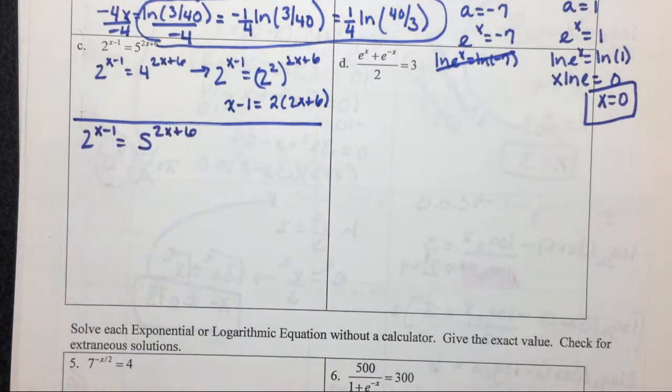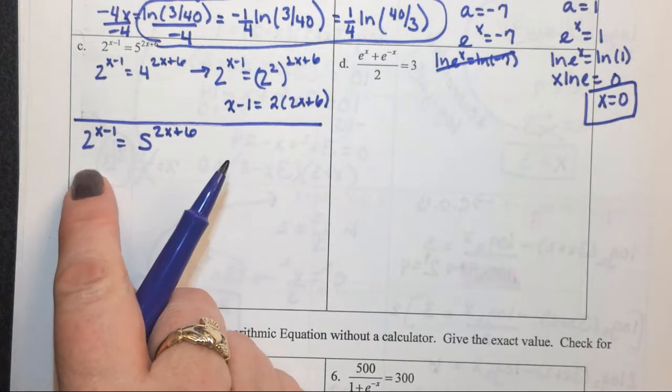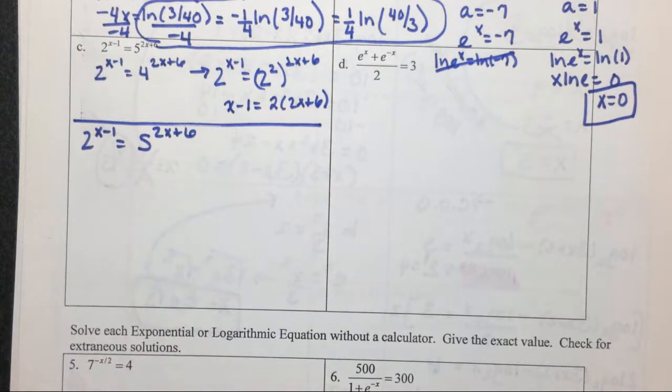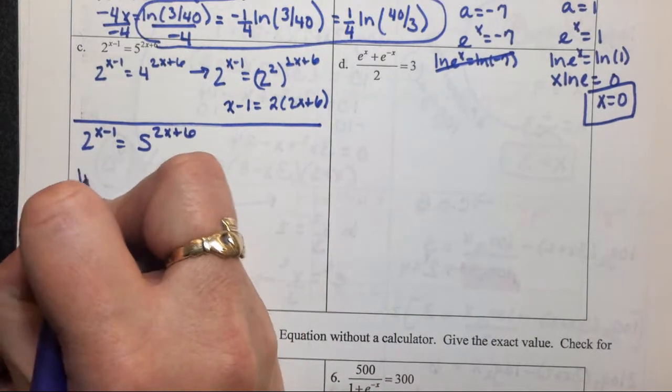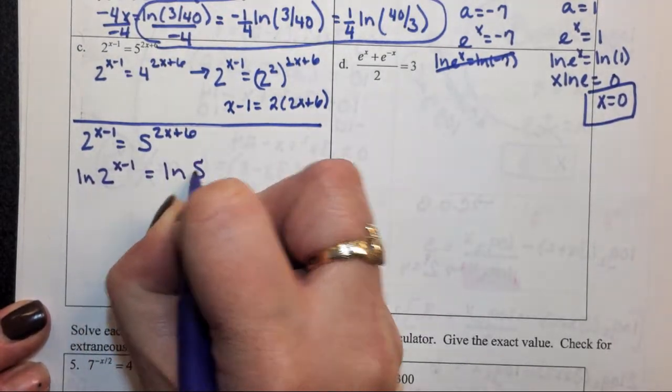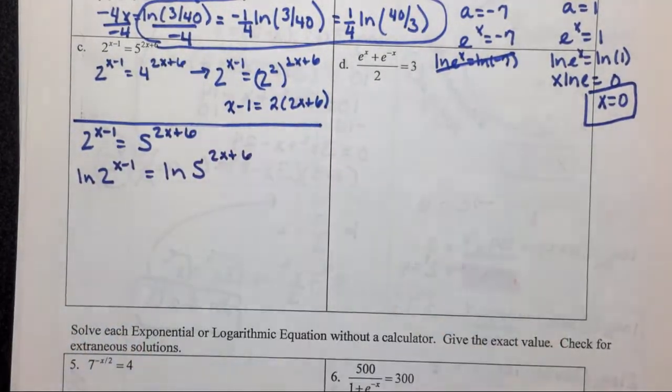You have no choice but to somehow, some way, get the variables out of the exponent. You've got to get them out of the exponent. So the only way you can do that is by using your properties of logs. You can do log base 2 of both sides. You could do log base 5 of both sides. You could do log. It doesn't matter. You can do the log of any base on both sides of the equation, but you got to take the log of both sides. I'm just going to go ahead and do natural log. So natural log of 2 raised to the x minus 1 is equal to the natural log of 5 to the 2x plus 6.